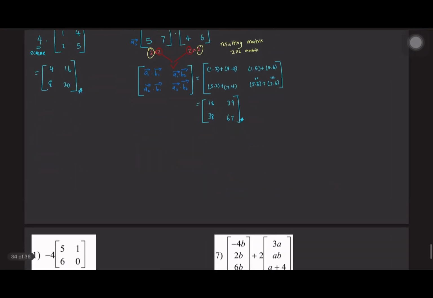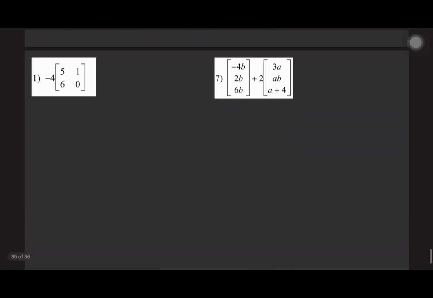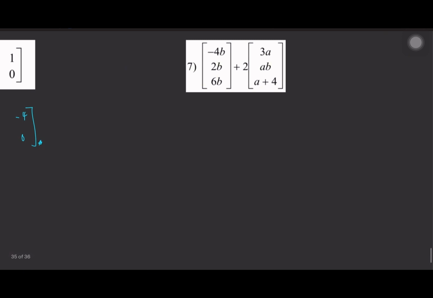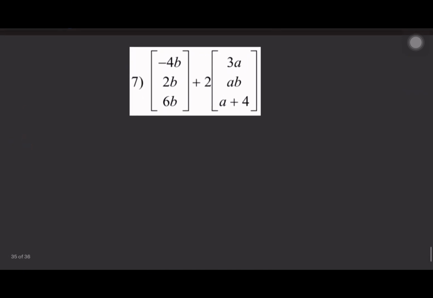Now let us move on to more questions. Practice question. For the first question, it's pretty simple. Just multiply each of them by the scalar. Negative 20, negative 4, negative 28, and definitely 0. That is your answer.